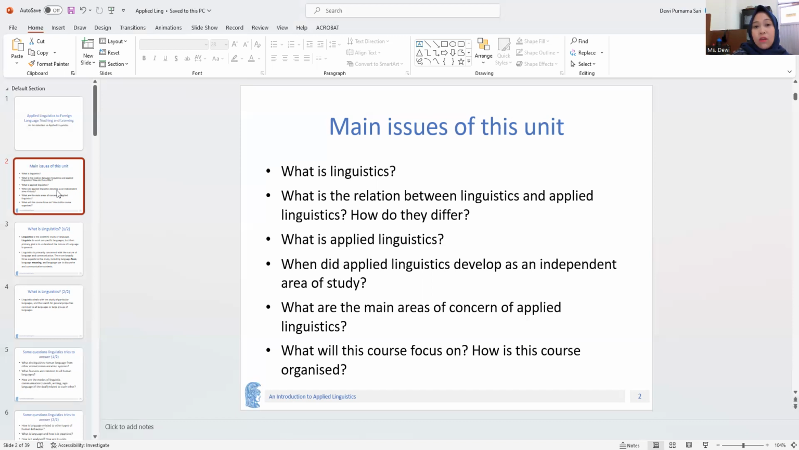Yeah, applied linguistics is one of the courses that must be taken by students in the English literature faculty. And then the main areas of concern of applied linguistics. And the last one, what will this course focus on? And how is this course organized?